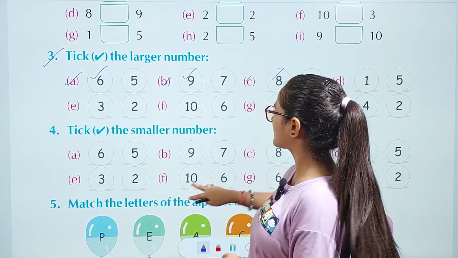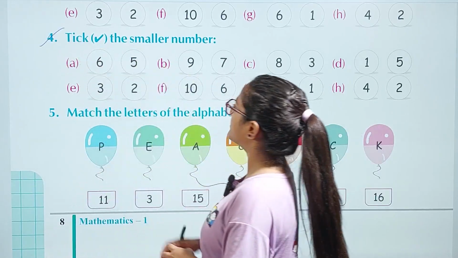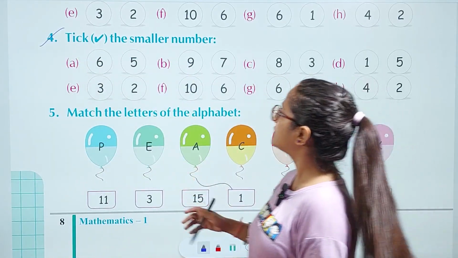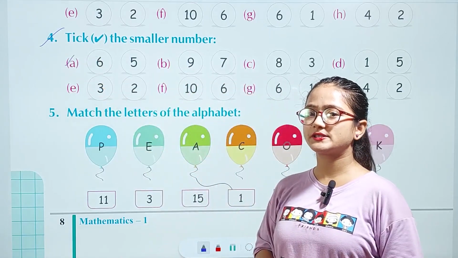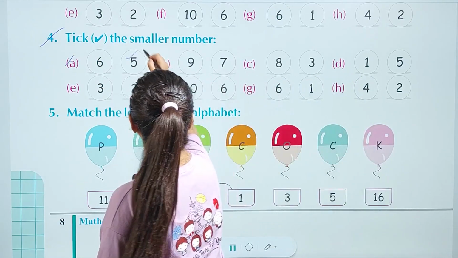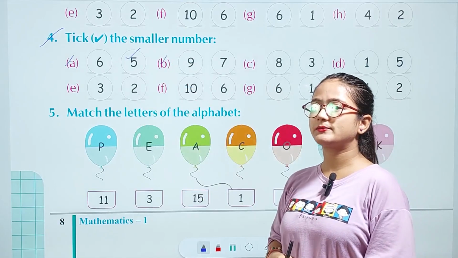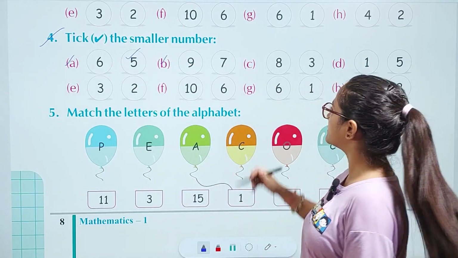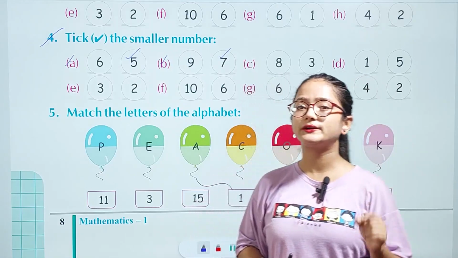Okay. Now the next question is, take the smaller number. So in this you have to take the smaller number. In the first question, first part, 6 and 5 are given. Which number is smaller? Number 5 is smaller. So you have to take 5. Then in the second part, 9 and 7 are given. Which number is smaller? Is it 9 or 7? The smaller number is 7. So take 7. Like this you have to take the smaller number. Okay.